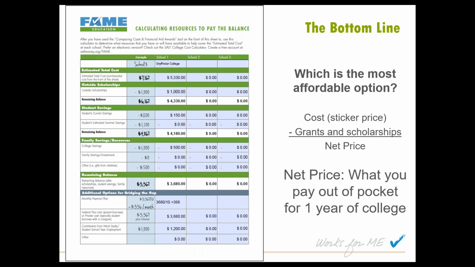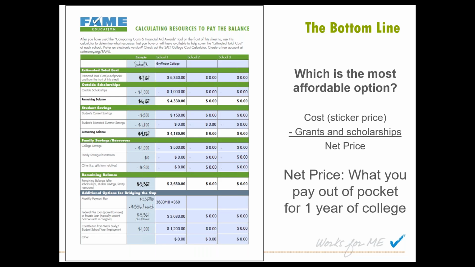Okay, plugged that in. They got a $1,000 outside scholarship, and that leaves the remaining balance. Okay, so they have $4,330 to finance. So you'll see the piecemeal approach to paying the bill. The student has about $150 in savings that they can pull from. So that leaves $4,180. Then there's, let's say, a 529, so Next Gen, that's $500 that they're going to use for the first year.